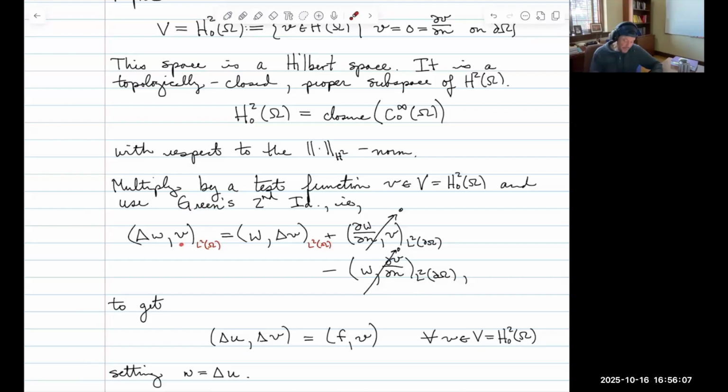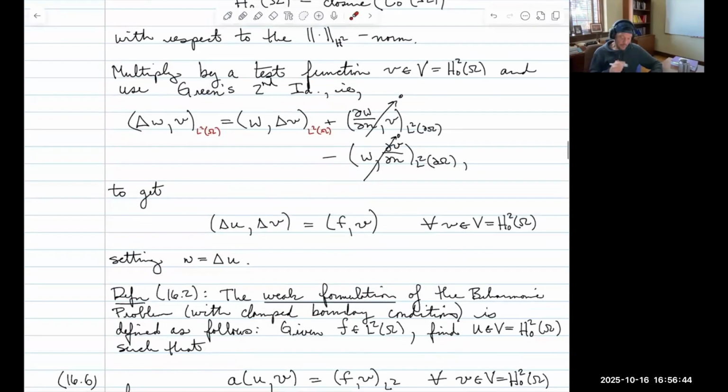But remember, v is coming from the test space H_0^2. That means v and its first partial derivative, its normal derivative, are 0 on the boundary. So these boundary integrals go away. So that says that the second Laplacian, the Laplacian squared of u, integrated against v in the L2 inner product, is equal to the Laplacian of u times the Laplacian of v in the L2 inner product.